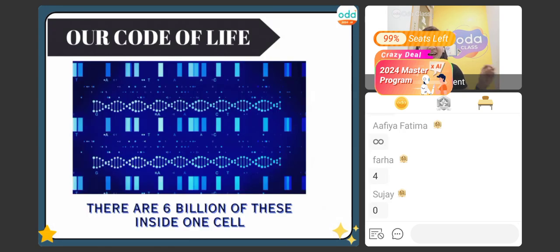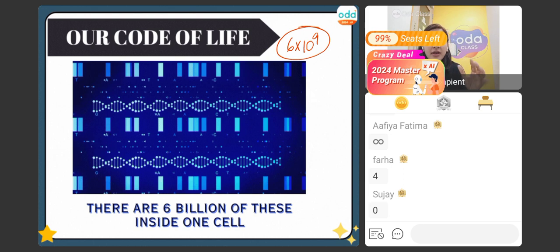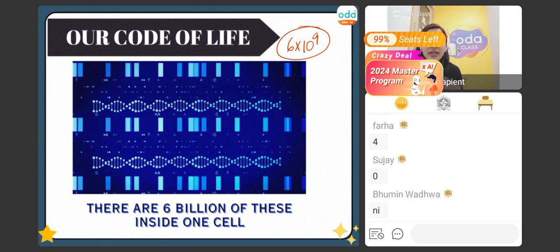There are 6 billion. What is a billion, students? 6 into 10 to the power 9. 6 billion of them are present in a cell. Can you believe it? Why are we different? Why are you different? Why am I different?